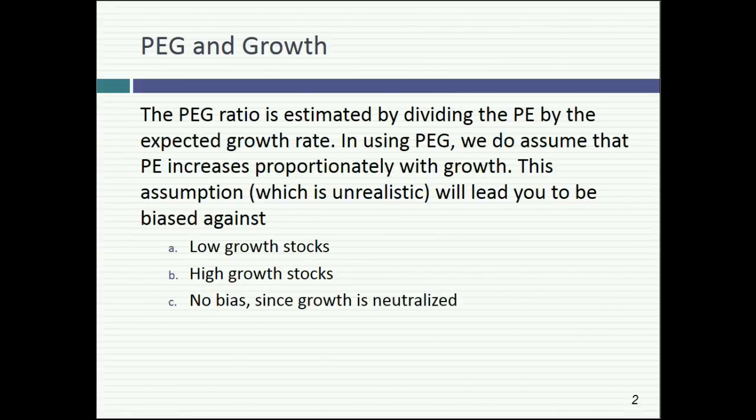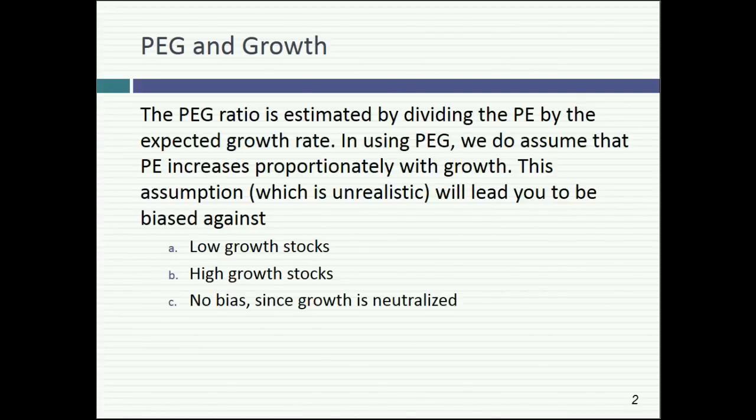So here's my question for you, and it goes into the implicit assumptions that often drive multiples. When I use the PEG ratio, I am assuming that as growth doubles, PE doubles. Growth triples, PE triples. I'm assuming a linear relationship between PE and growth, which turns out not to be true. It's an assumption. It's not a good assumption. So my question is really about the bias you create when you pick stocks based on PEG ratios. I'm going to ask you to tell me which direction the bias is going to go. If I'm picking stocks based on the lowest PEG ratios, will it lead me to be biased against low growth stocks, high growth stocks, or you don't think there's going to be a bias based on growth?